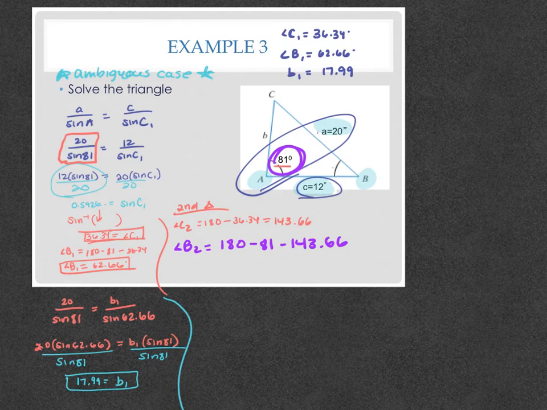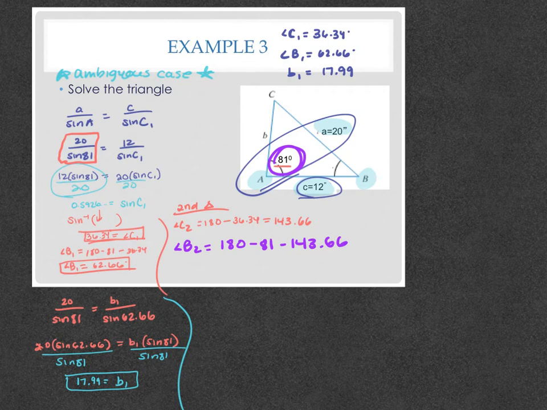Yep. So wait, what was the purpose of going to the second triangle and then going to B1? I didn't use B1. What was the purpose to find 143? That is your second triangle angle. Your possible second triangle angle.